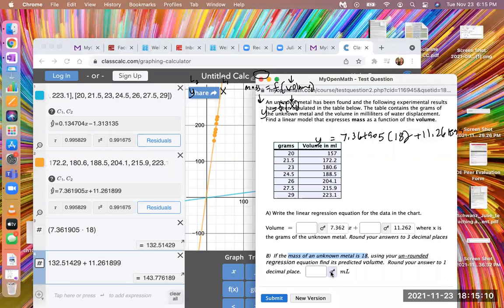Let's see, they said round it to 1 decimal place. So you would round it, you look at the number to the right and say, okay, that's 5 or greater. Oh, I'm sorry, we're looking at 143.77. So we look at the 7 and the number to the right of the 7, it's greater than 5, so you add 1, so it's 143.8 is our answer, and that's what we get.